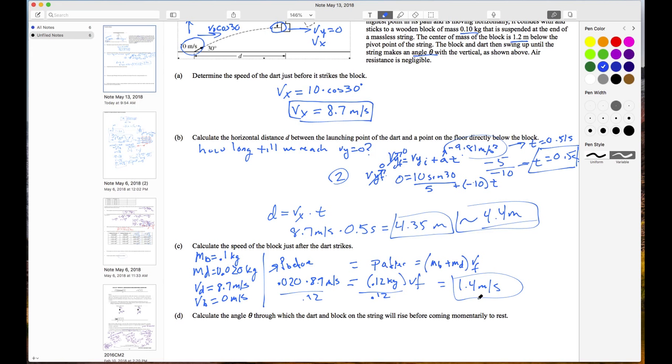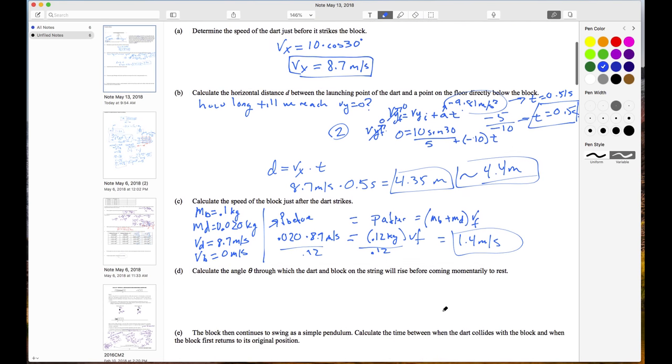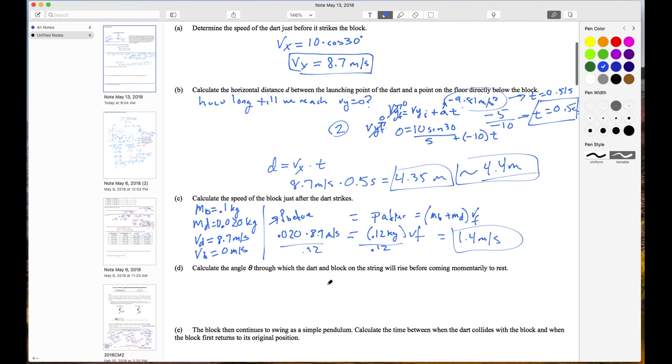So that's the speed of the combined objects when they stick together. So now we have to worry about the angle through which the dart and the block on the string will rise before momentarily coming to rest. So how would we go about doing this? Well, the easiest way to deal with this is to consider energy.